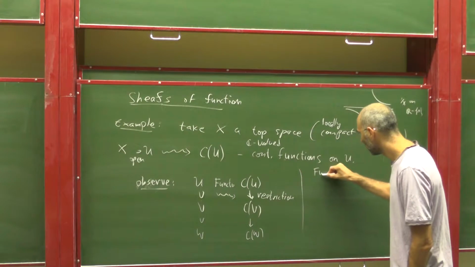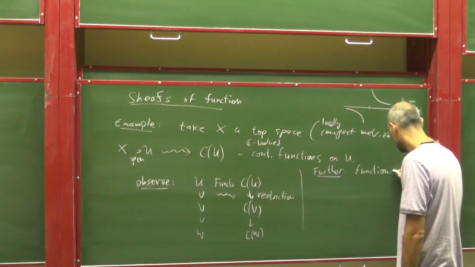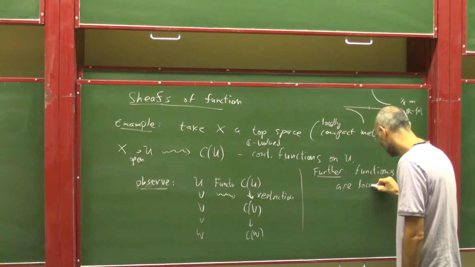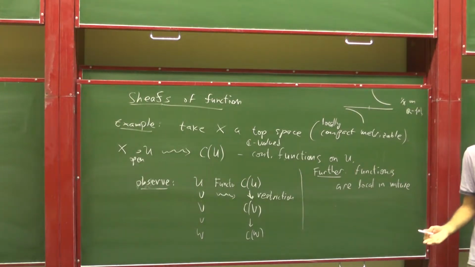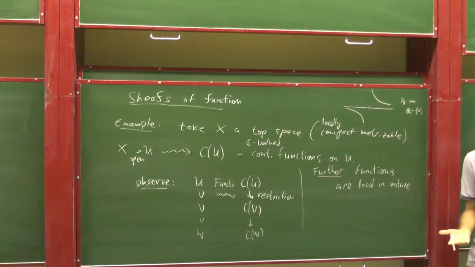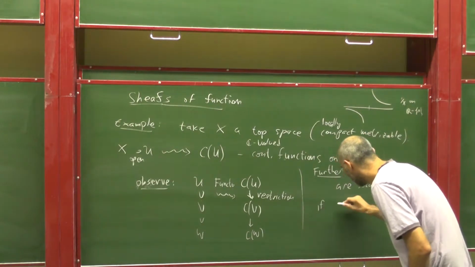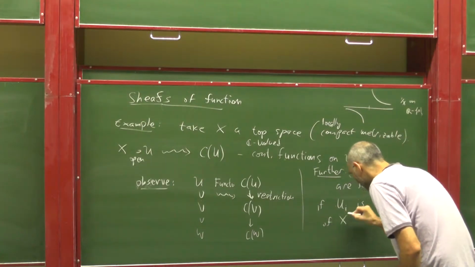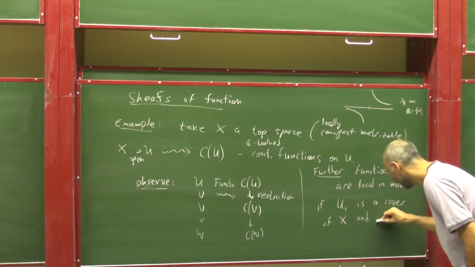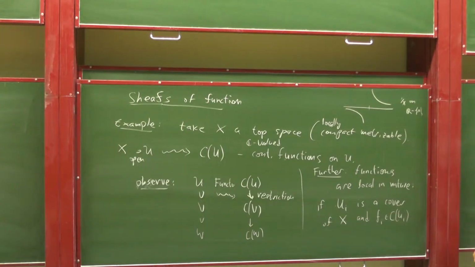Further, functions are local in nature. Somehow, in order to know a function, I just need to know it at every point. So if I know a function on a covering of the space X, then I know it as a global object. Let me express this. If U_i is a cover of X, and f_i is a function in C(U_i), and if I can glue them together, here is the obstruction to gluing.